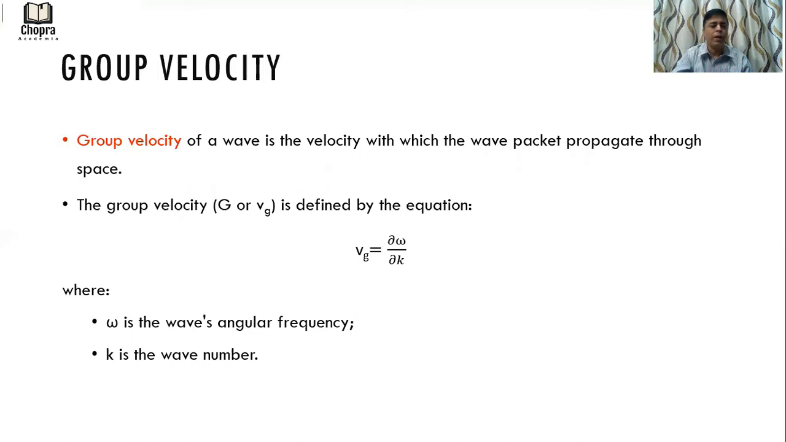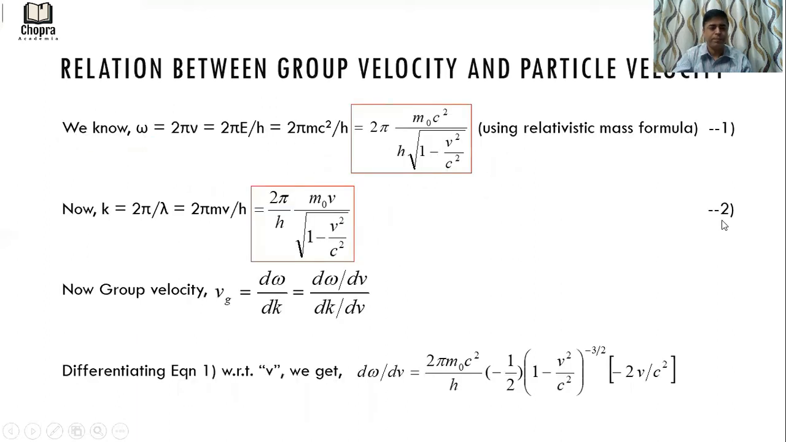Now we would like to find out a few relations between these velocities, because now we have three velocities with us. One is the particle velocity, another one is the phase velocity, and third one is the group velocity. So let us first find the relation between group velocity and the particle velocity v.